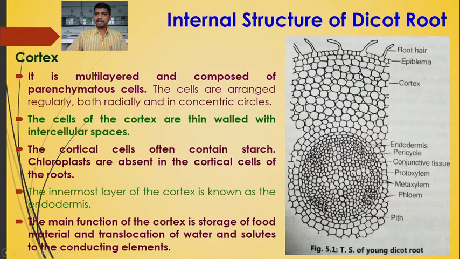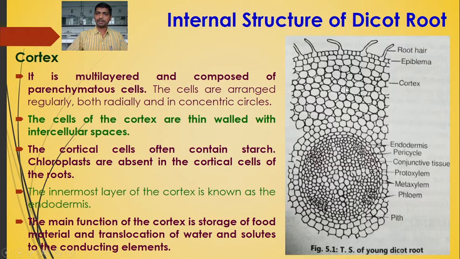So a space between the cells we can see here. These are the intercellular spaces. These cells are thin-walled with intercellular spaces. Cortical cells often contain starch, so it is the store center of the root. Chloroplasts are absent in the cortical cells of the root. The innermost layer of the cortex is known as endodermis.